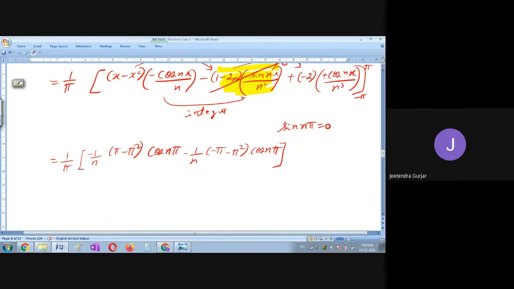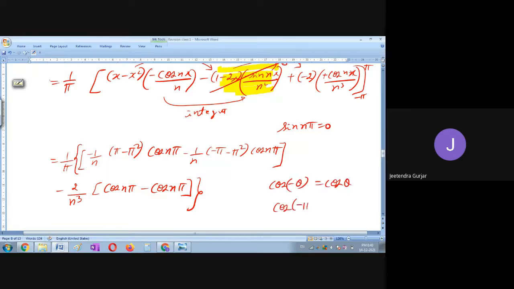So immediately you can see here minus 2 upon, so I will just take here this big bracket, 2 upon n cube, right? Now I will substitute here first cos n pi minus cos n pi. So you can see minus cos minus theta is equal to cos theta only, means cos minus n pi is nothing but plus cos n pi only. So therefore this term will get cancelled, 0. So I will remove this one.